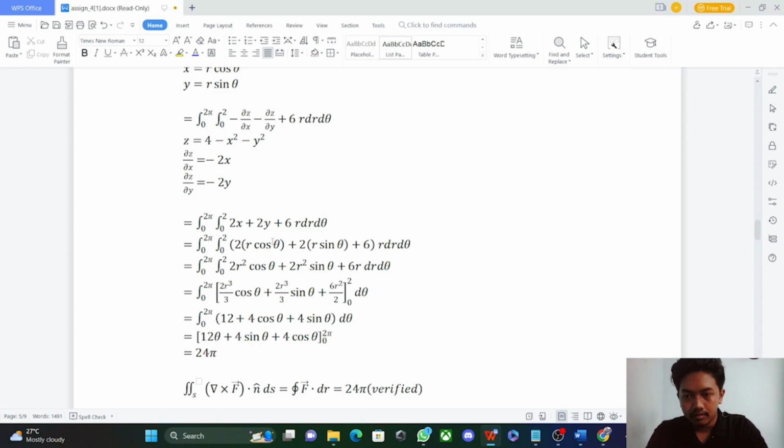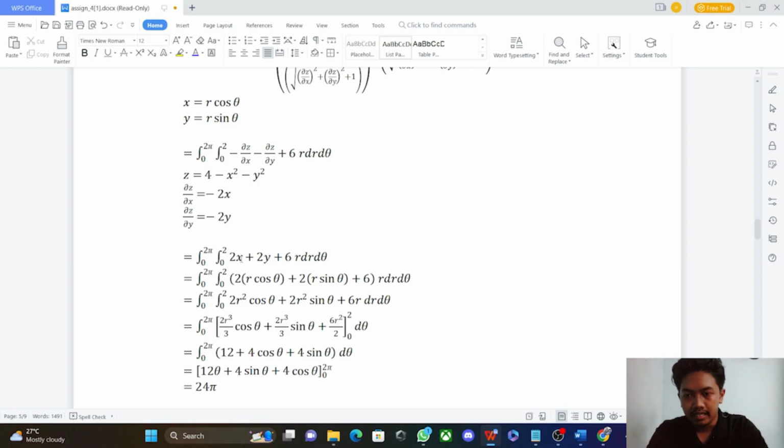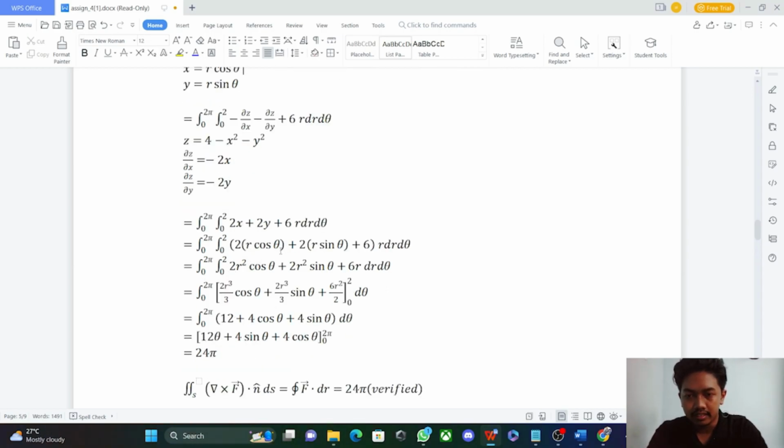Now, as I said before, we change the x into r cos theta and y into r sin theta. Now, we need to integrate the r, and we got the integral from 0 to 2 pi of the bracket 2r cubed over 3 cos theta plus 2r cubed over 3 sin theta plus 3r squared over 2, for the interval 0 to 2.